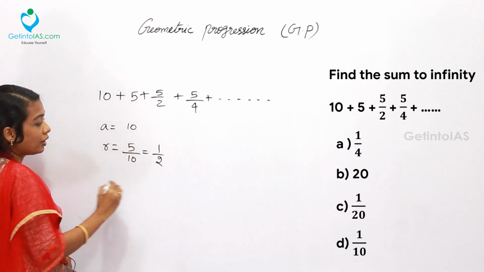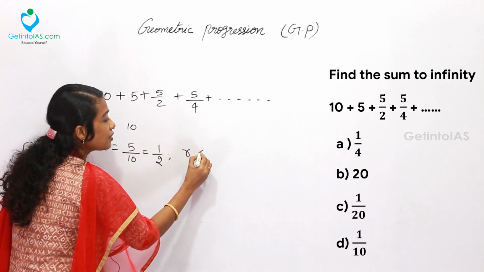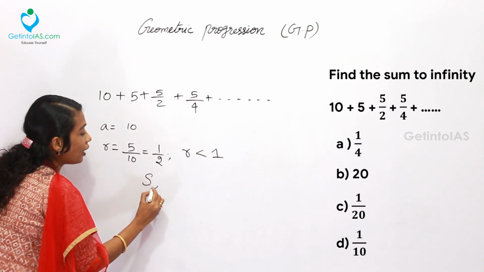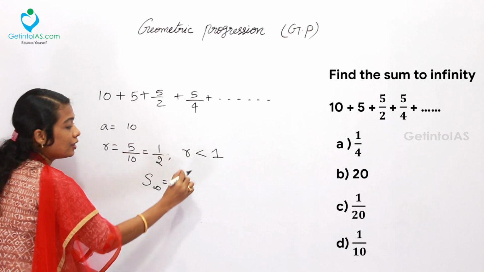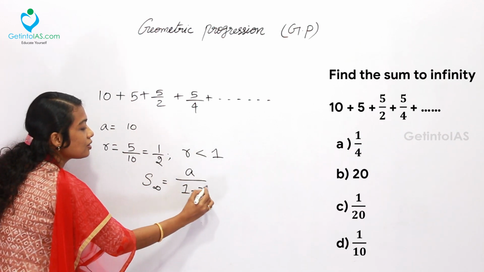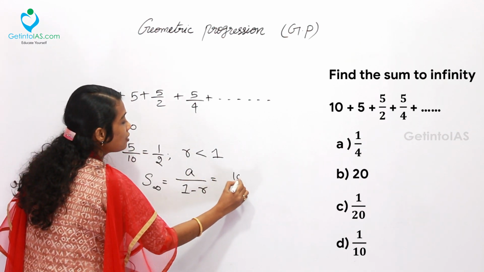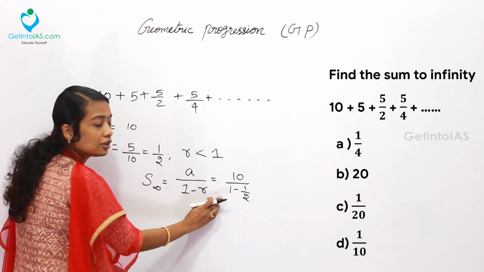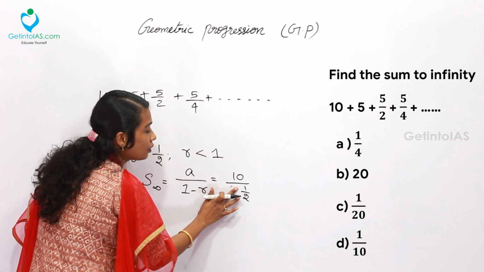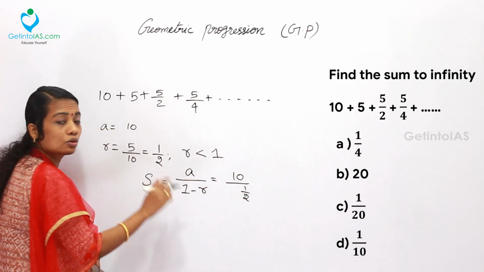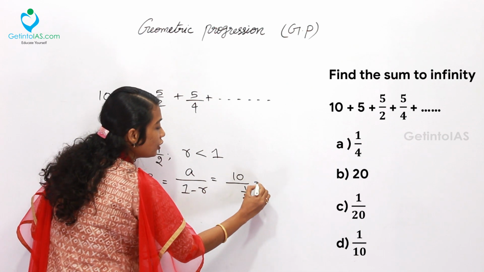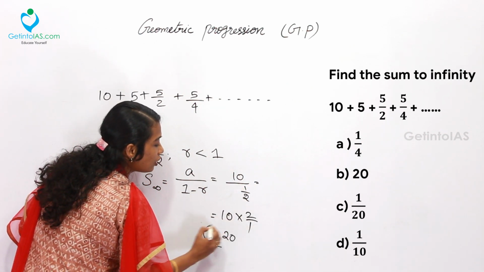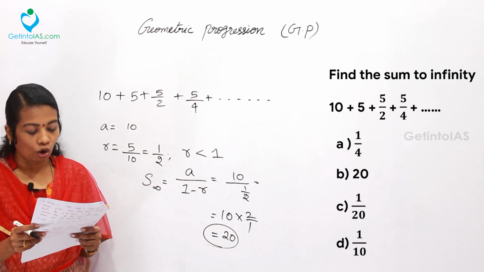Now R's value is clear and R is less than 1. Now you can apply the formula of sum to infinity when R is less than 1, which is A by 1 minus R. A is 10. 1 minus R is 1 minus 1 by 2. What is 1 minus 1 by 2? It is 1 by 2. So 10 divided by 1 by 2 is equal to 10 into 2 by 1. Finally my answer is 10 into 2, 20, which is given in option B.